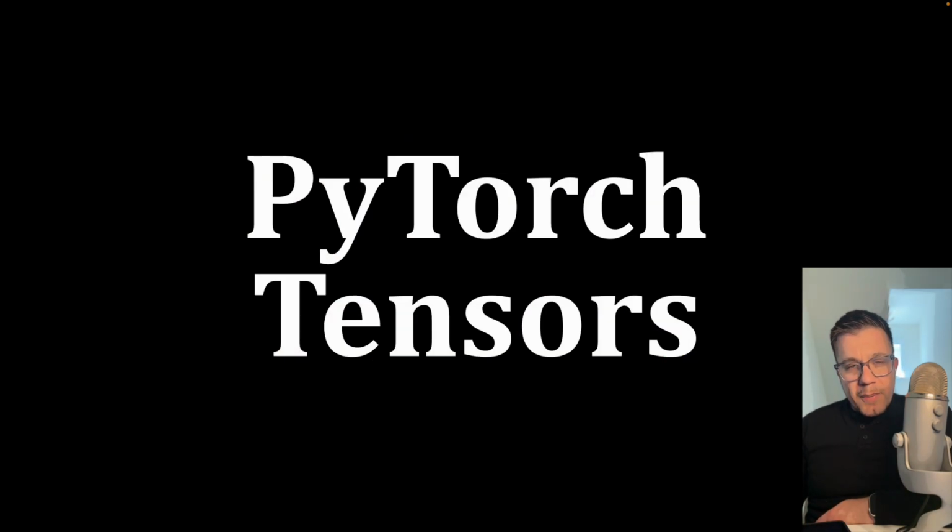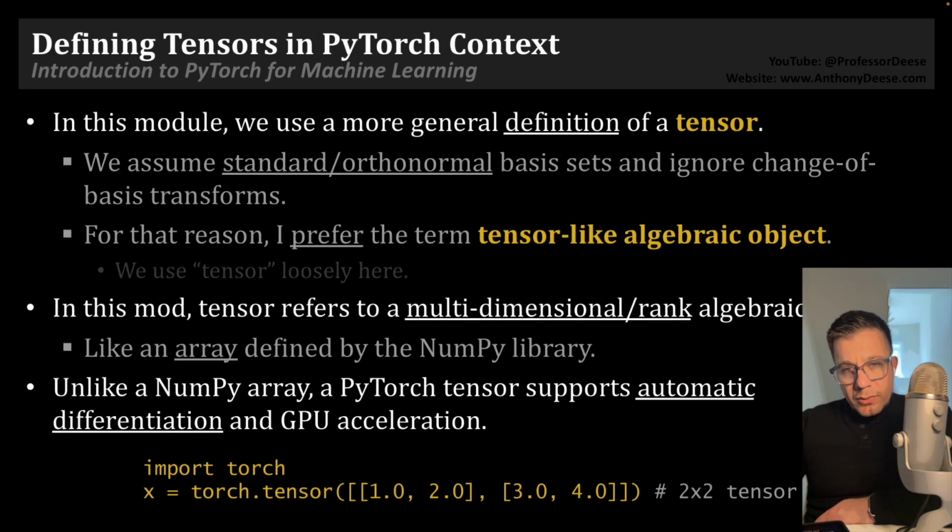So let's talk more about what a tensor means within the context of PyTorch. In this module, we're really going to use a more general definition of a tensor. We're going to assume standard and orthogonal basis sets and really ignore change of basis transforms. For that reason, I would really prefer the term tensor-like algebraic object, but we'll just call it a tensor. We're using the term tensor pretty loosely here. Now in this module, a tensor really just refers to some multi-dimensional or multi-rank algebraic object, something like an array as defined by the NumPy library.